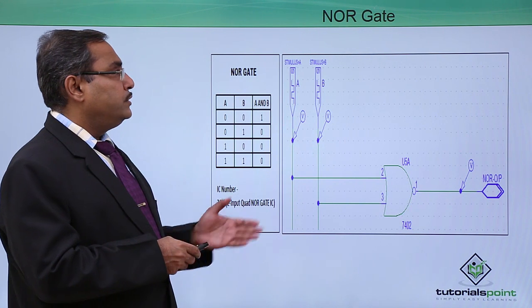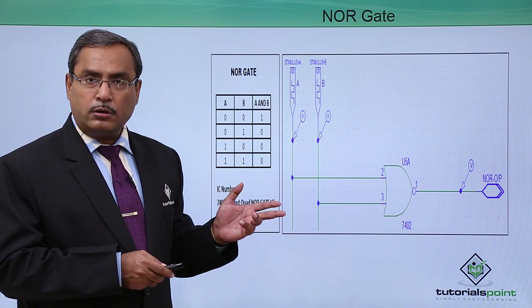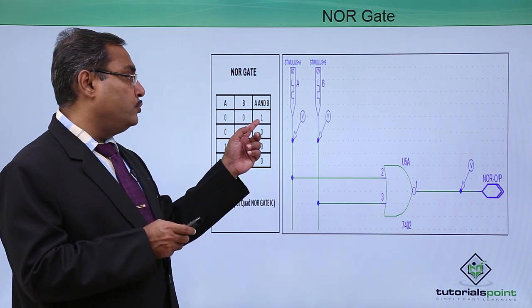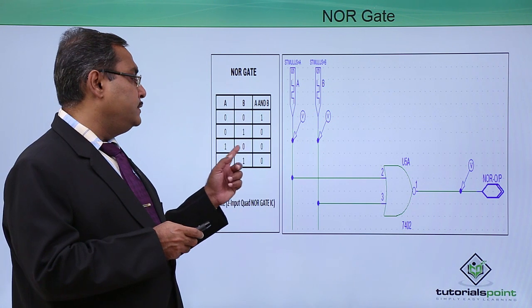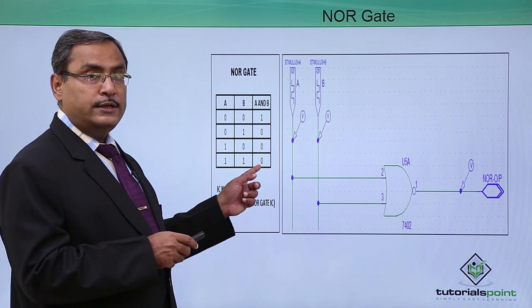So this is our NOR gate. Here it is just the complement of OR. So for 0 0 OR will be producing 0 but NOR will produce 1, and for 0 1 and 1 0 also 0 will be produced. For 1 1 OR will produce 1, so NOR will produce all zeros.